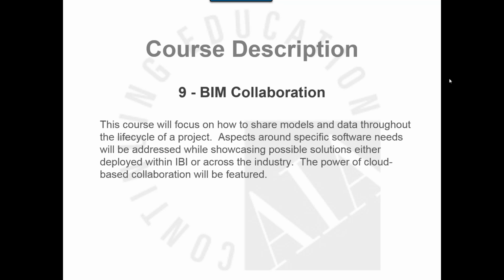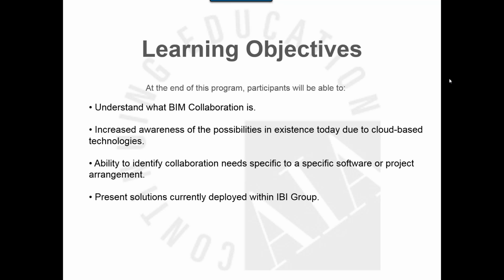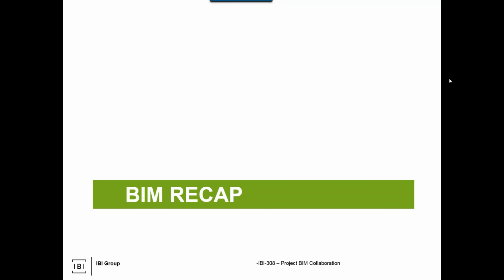So we're going to talk today about how we can share models and information throughout the life cycle of the project, looking at some specific software needs, and we're going to try to showcase the possibilities that exist both within IBI and across the industry. I want to understand what collaboration is, and for me that's the most critical thing, because collaboration is a heavily used term both within IBI and within the industry. We'll increase the awareness of the possibilities due to the numerous emerging cloud-based technologies that are coming at us, identify collaboration needs specific to specific software, and present some of the solutions that are currently deployed here in IBI.